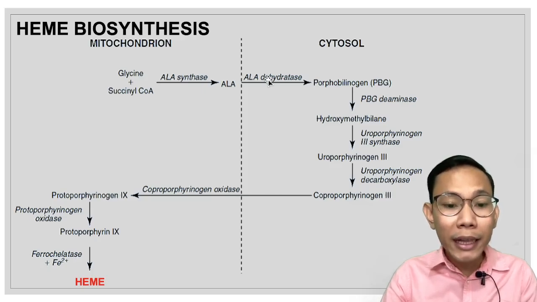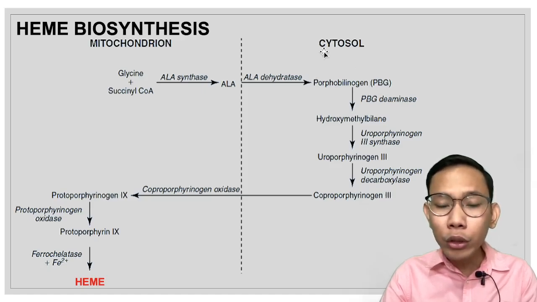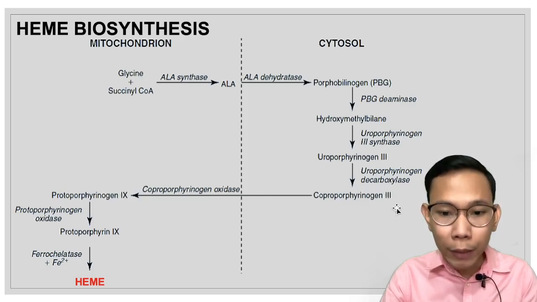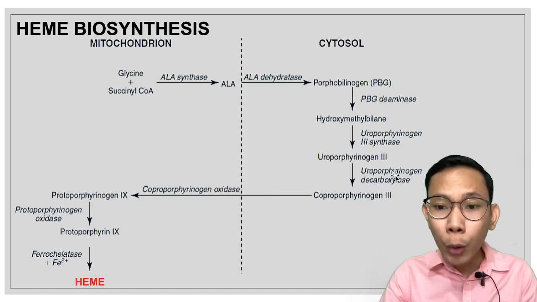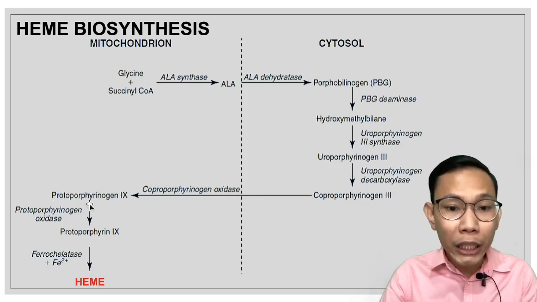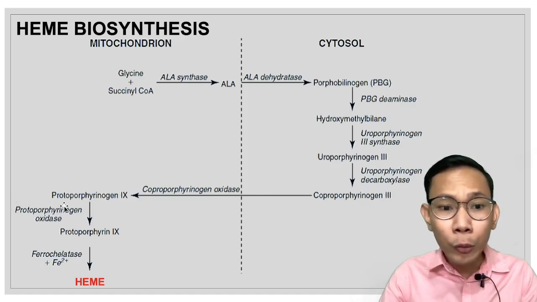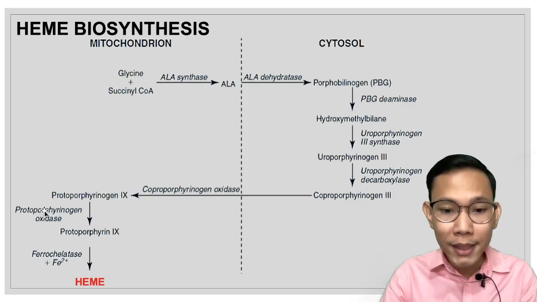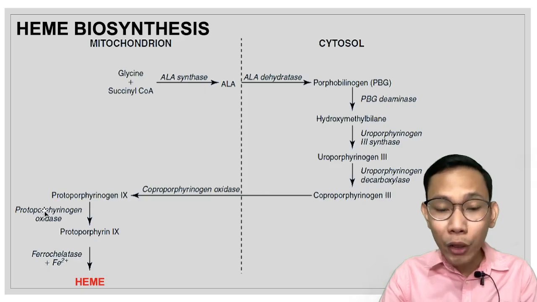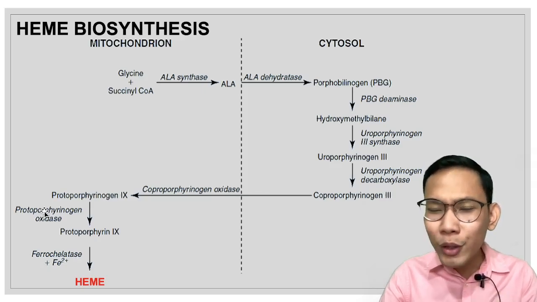Tapos, pupunta siya sa cytoplasm, and then your ALA undergoes several transformations from porphobilinogen until such time that it will become your coproporphyrinogen 3, which is catalyzed by your coproporphyrinogen oxidase and becomes your protoporphyrinogen 9. In the mitochondria, your protoporphyrinogen 9 is converted into protoporphyrin 9 by your protoporphyrinogen oxidase. Kindly follow me, ha? Protoporphyrinogen oxidase.